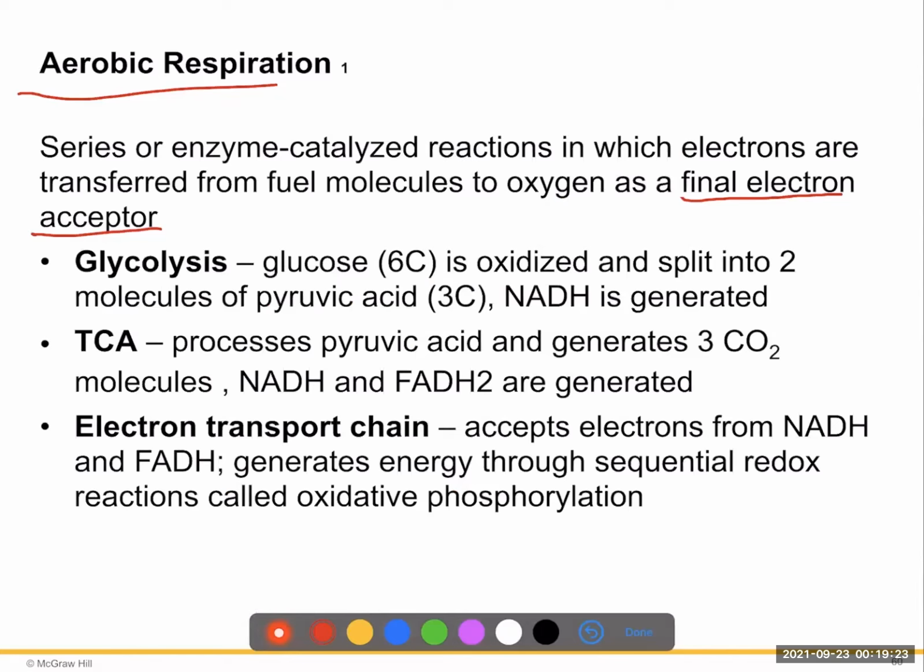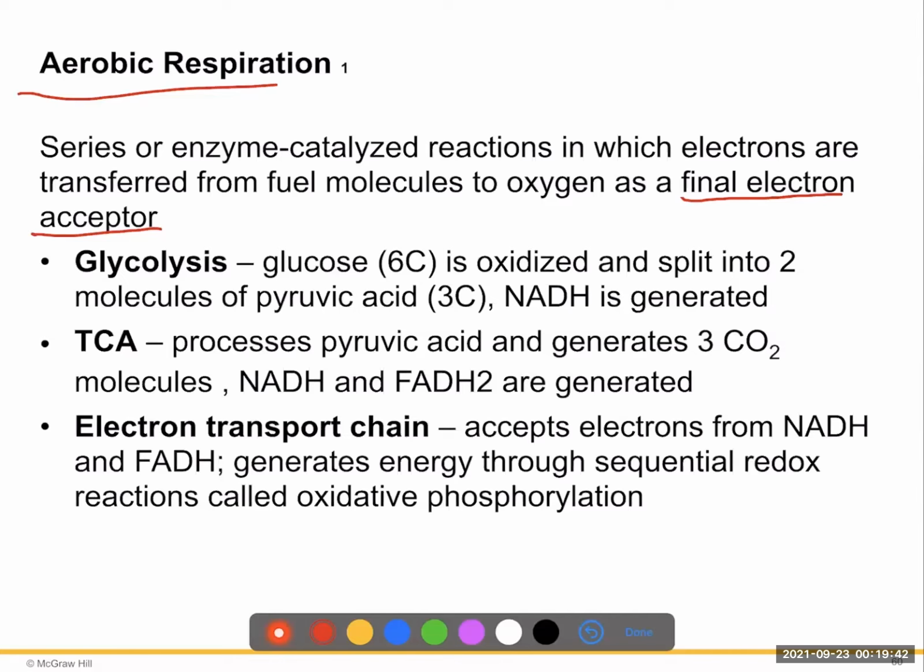Aerobic means oxygen acceptor, and anaerobic means no oxygen, right? Aero means in the presence of oxygen, anaerobic means without oxygen. All right. We need to know that for the nursing exam. That's what those terms mean.